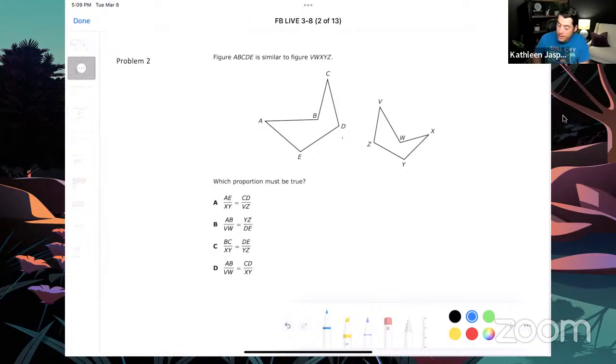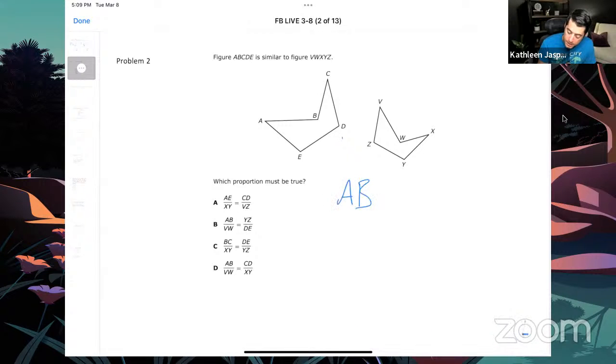Okay. So if I write this, and this is how you should write similarity statements, you should take it as they named it, because they said A, B, C, D, and E. And then they gave you V, W, X, Y, Z. Understand, I wrote it right on top of each other because those are your corresponding sides.